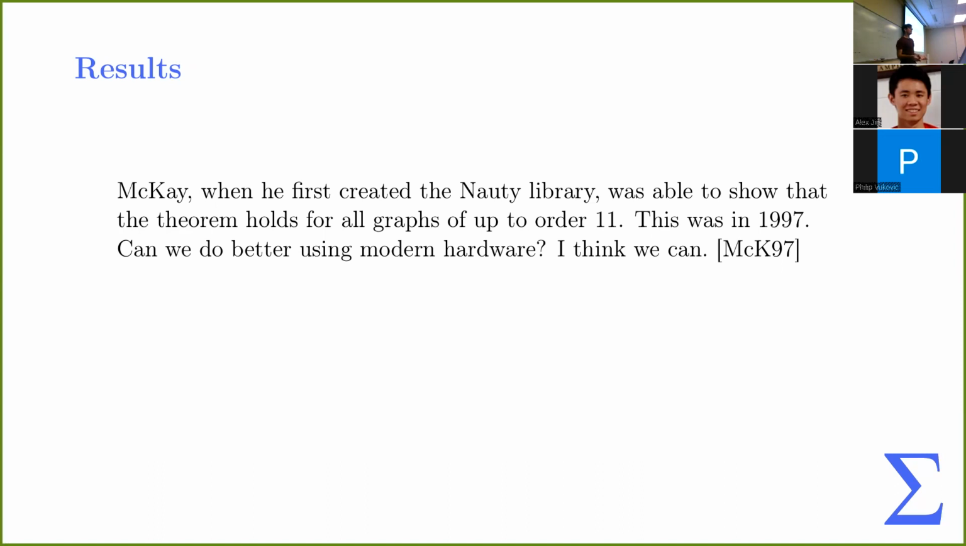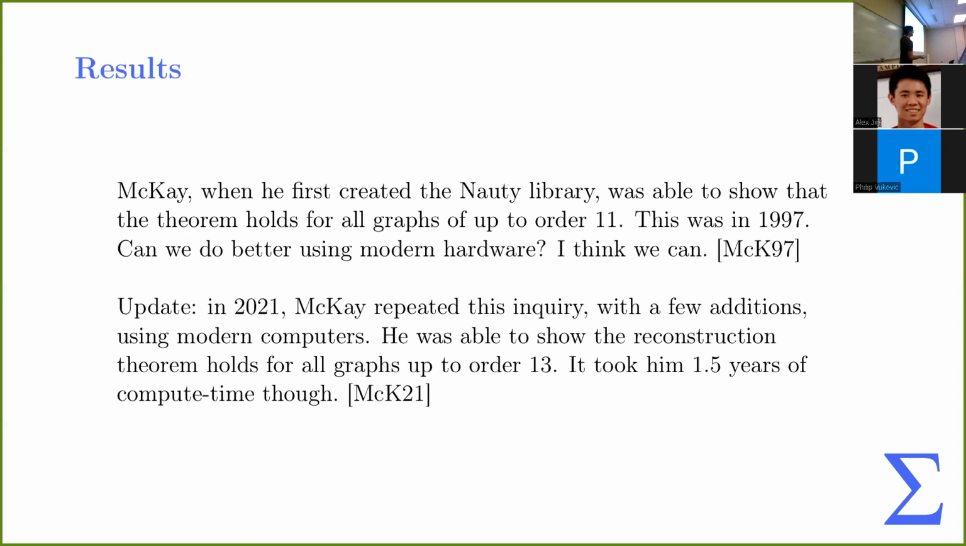Computers were slow then. So the question I had when making this presentation was, can we do better using modern hardware? I Googled it, and apparently McKay tried this again in 2021. He made a couple of other optimizations that he discovered after 25 years of thinking about the problem, and he was able to show it for order 13 graphs, so graphs with 13 nodes.